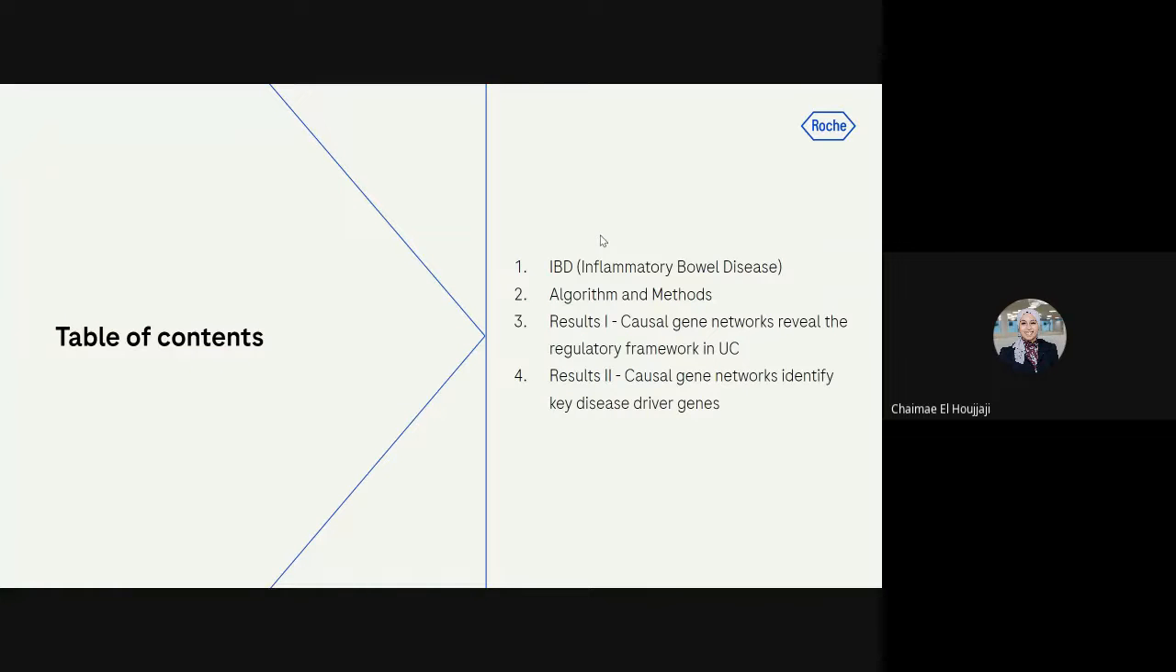So we will first give a quick introduction about the disease before explaining the algorithm, methods, and finally give some results that we got from our network.